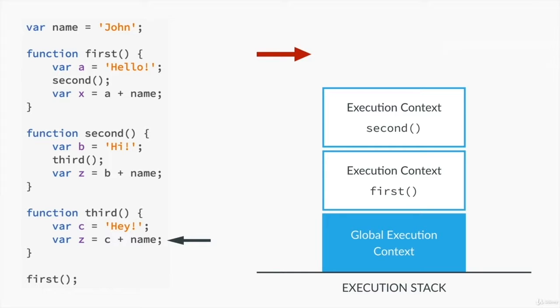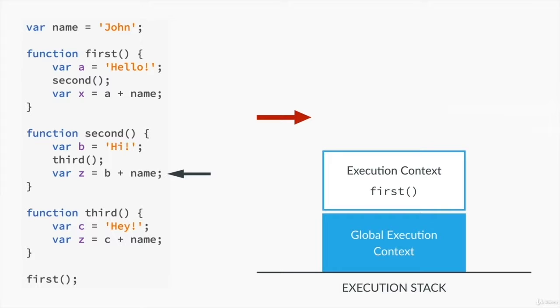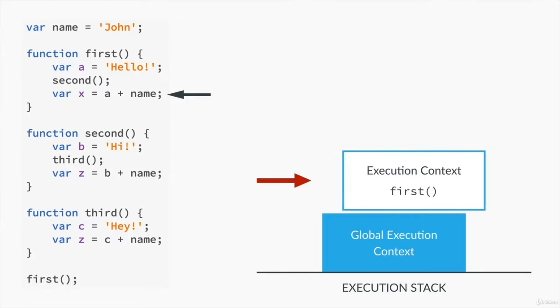And then the context of the second function, which called the third function, is back to being the active context. And we go back to the second function. So this z variable gets stored in the currently active context, and after the function returns, the context also pops off the stack. So back to the first function now, and here the same thing. The function is done, it returns, and so we exit it and the execution context pops off the stack.